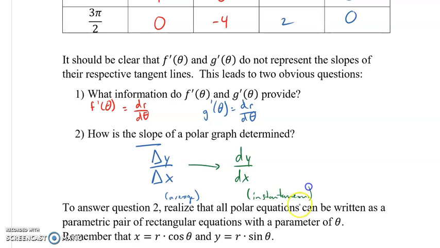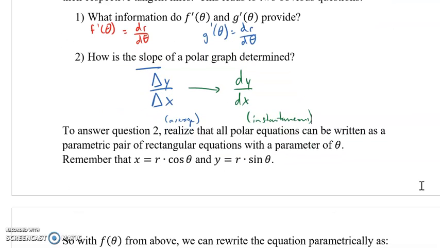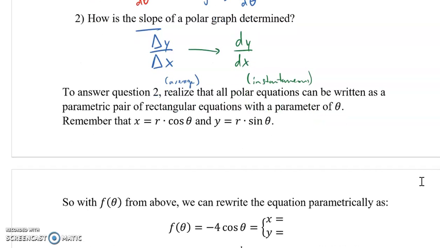Instantaneous. Okay? So that's why this expression right here is insufficient for finding the slope, because it's not telling us rise over run. Okay? But if we recall what we reviewed last time, we can parameterize, basically. We didn't use that word in the last section, but we know that x equals r times the cosine of theta, and y equals r times the sine of theta. So we can parameterize any polar equation very easily by getting one equation for x and another equation for y. And we've already learned how to deal with parametric equations.